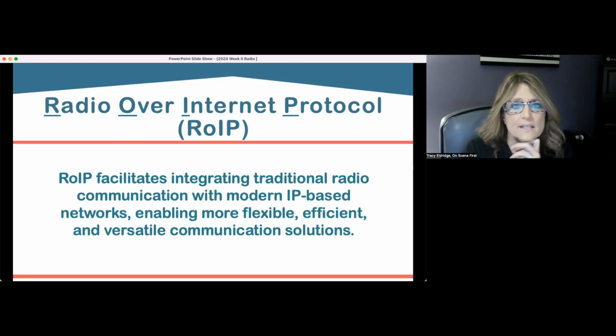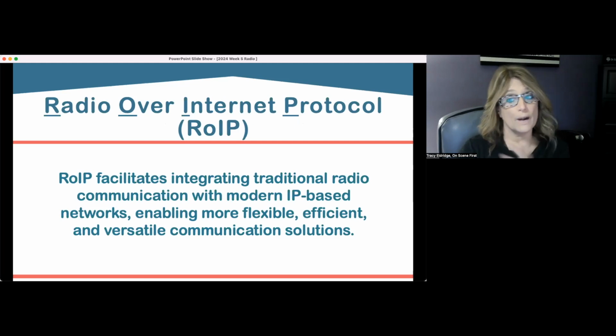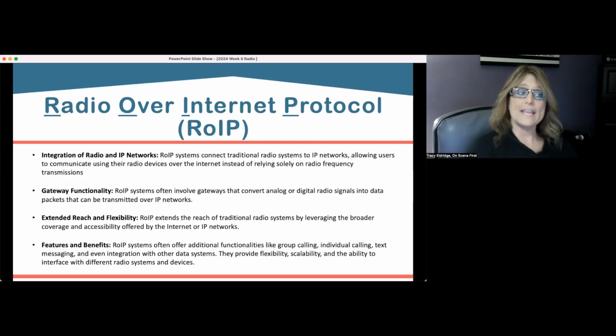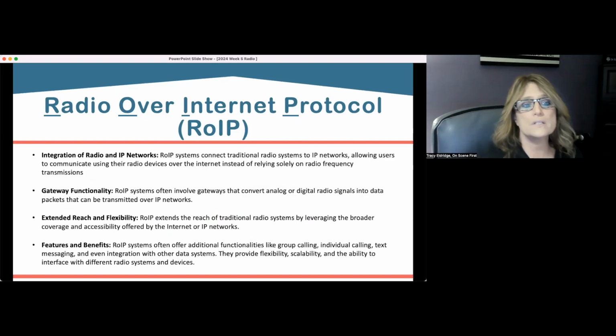And then the last stuff we're going to talk about in this section is ROIP, Radio over Internet Protocol. When I was talking about those frequencies and how at some point we're going to run out of frequencies and we're going to have to move towards something else, this is where we're going to be moving to. ROIP facilitates integrating traditional radio communication with modern IP-based networks, enabling a more flexible, efficient, and versatile communications solution. Okay, so they are integration. It is taking the radio networks, the frequencies there, and it's integrating them with the internet-based networks.